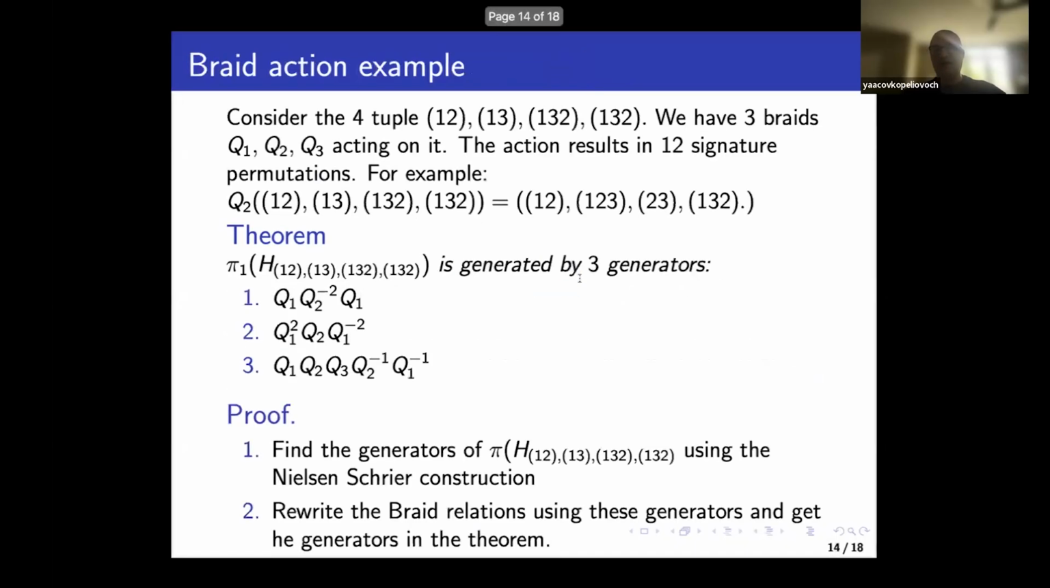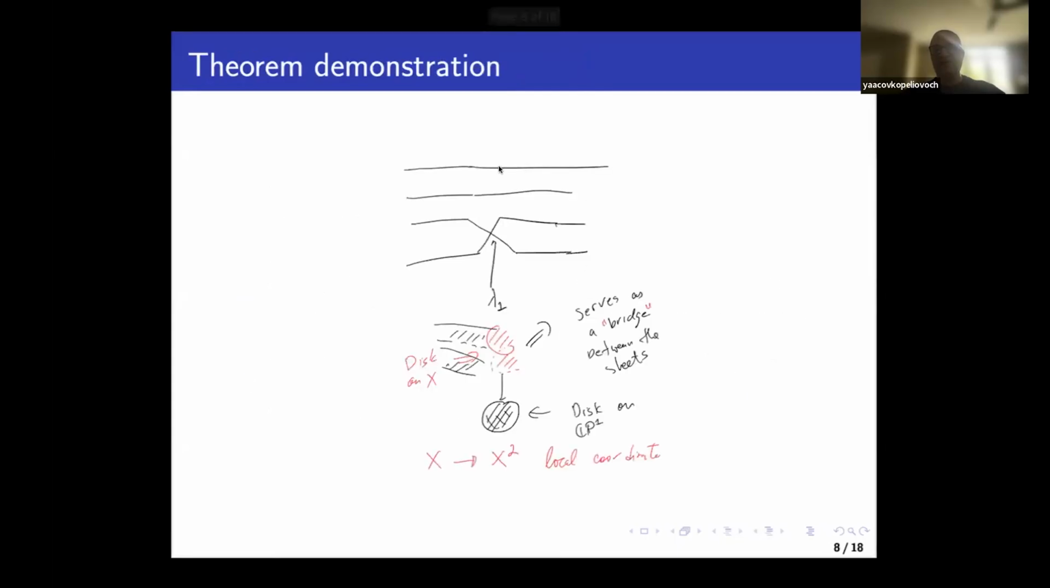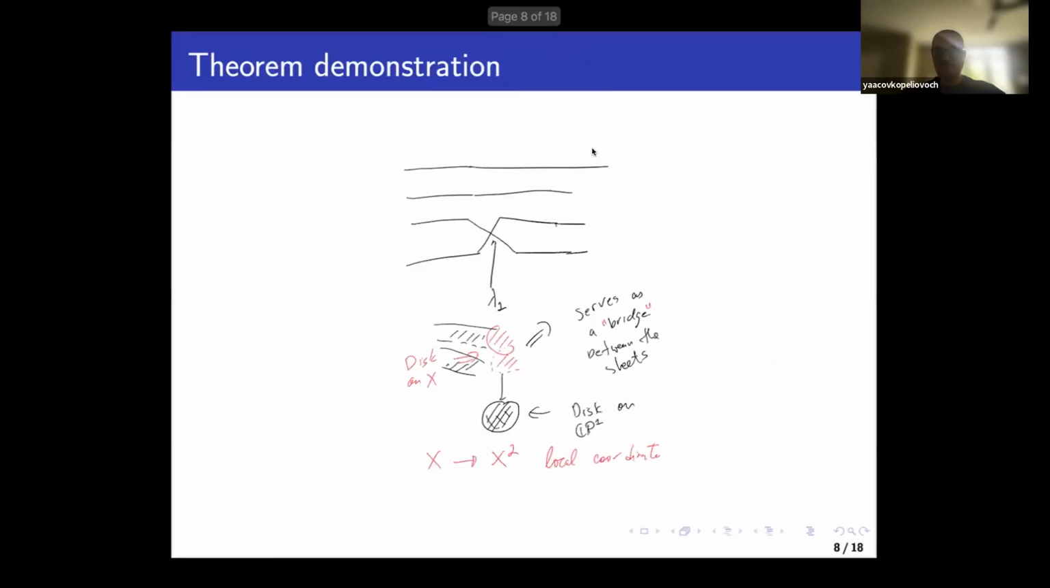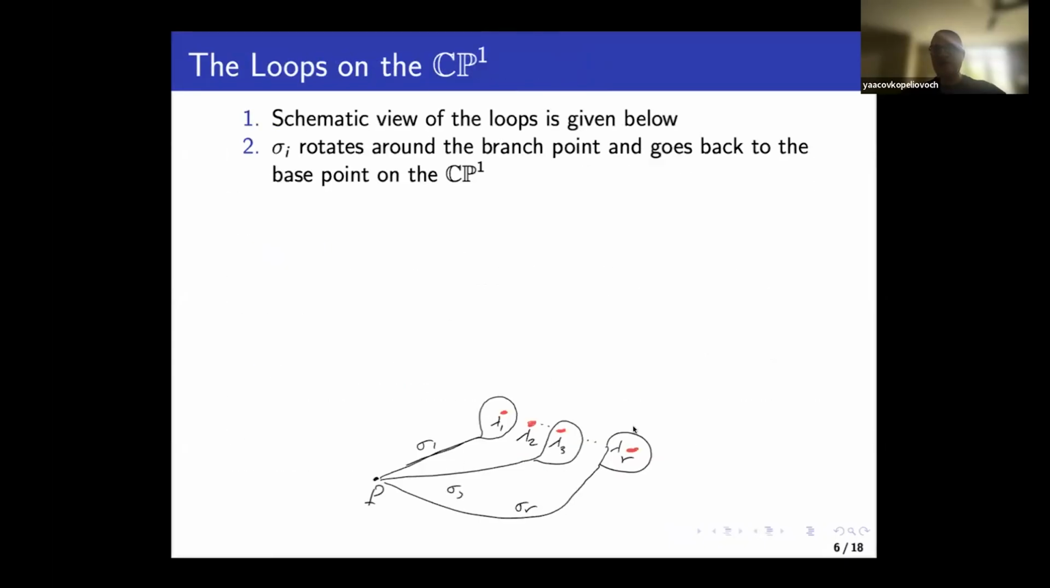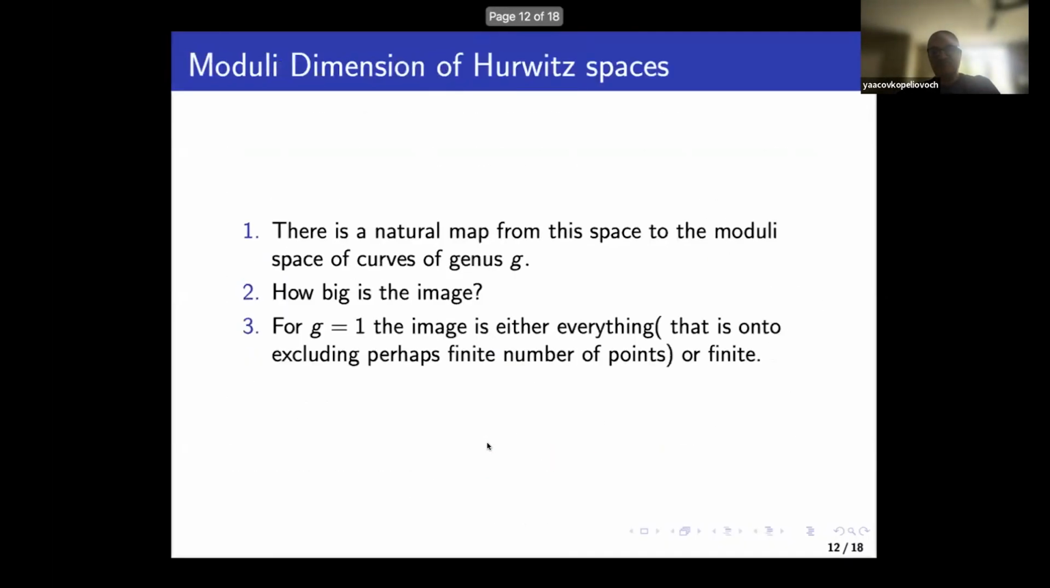Those generators are living inside the sphere minus r points. They are a subgroup of this group, which you get once you fill those points back in, and there are two generators surviving. Those are the generators.